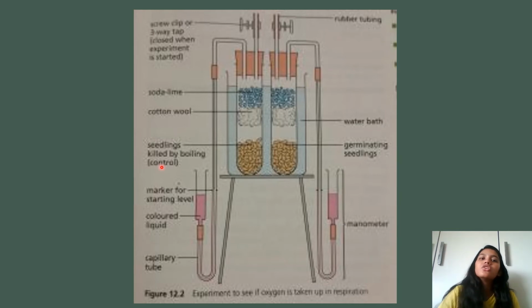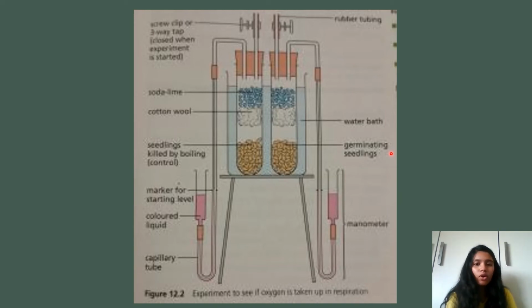So here you have a control that is seedlings killed by boiling, and here when the germinating seedlings respire, oxygen is going to be taken in, so this causes the colored liquid to move upwards to replace the lost oxygen. Again, you measure the distance by the time, and that is to find the rate of respiration.